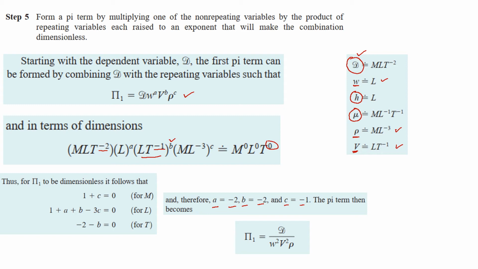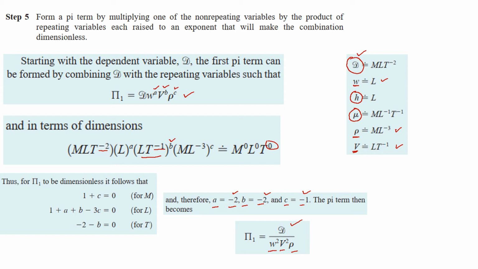So this is how it will become: the drag force will be in the numerator, and the width, velocity and density will be in the denominator. You can see that we have also written the powers of a, b, c in their correct terms that we just found. a was minus 2, so it moves to the denominator and becomes 2, so it is w square. For velocity, b is minus 2, so that's also in the denominator, and c is minus 1, so that will also move to the denominator.